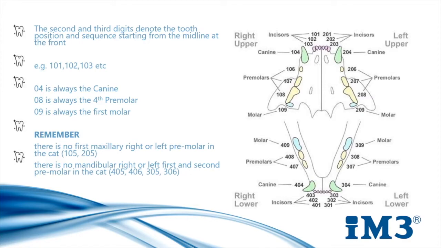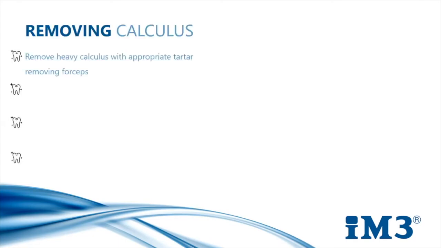Remembering, however, that our feline patients are slightly different in that they don't have a maxillary right or left first premolar in our cats. We're actually missing our 105 and 205. Also on the mandible, we are missing our right and our left first and second premolar. So we're missing those 05s and 06s, and we're going straight from our canines, our 04s, all the way to our 07s and our premolars.